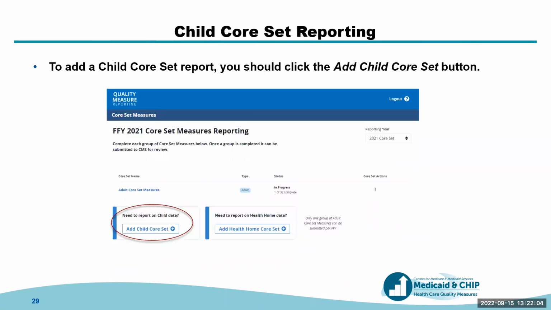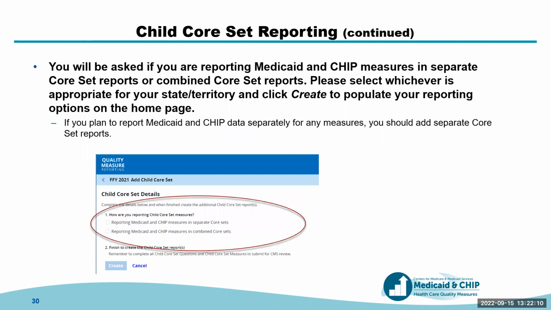To add a child core set, you will click on the Add Child Core Set button. Next slide. In creating a child core set, you will be asked if you are reporting Medicaid and CHIP measures in separate core set reports or combined core set reports. Please select whichever is appropriate for your state or territory and click Create to populate your reporting options on the homepage. Please note that if you plan to report Medicaid and CHIP data separately for any measures, you should add separate core set reports. Next slide.